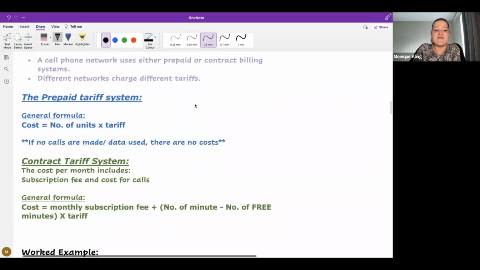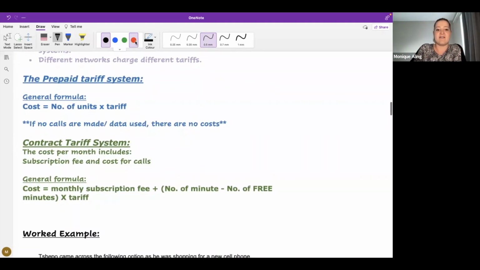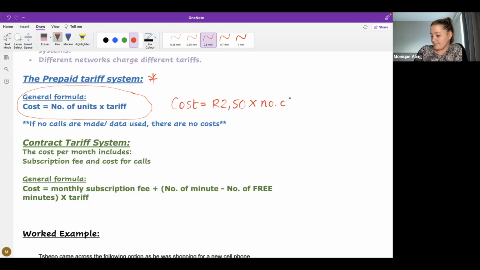Okay, so like I have mentioned, we have two types of ways that a cell phone network can bill you. So prepaid tariff. Our general formula, because sometimes you'll need to come up with a formula by yourself to do the tariff, is: cost is equal to number of units times tariff. So if they're charging you per minute, let's say it's R2.50 a minute, your formula would look like this: R2.50 times number of minutes.